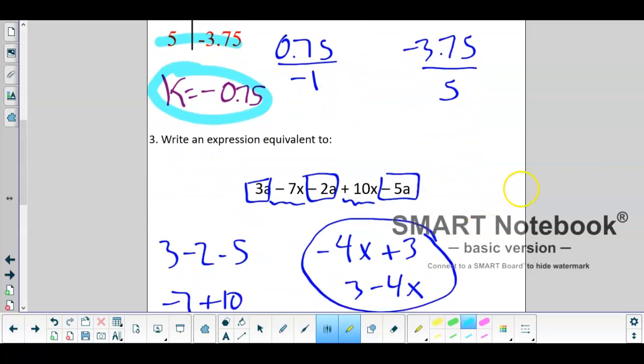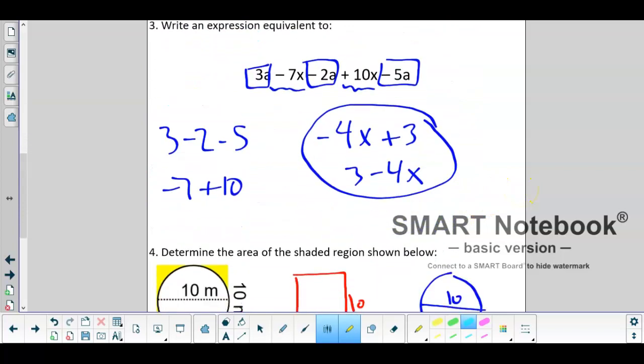Number three says write an expression equivalent to the following. So again, I was combining my x terms with my x terms and my constants with my constants. So I did 3 minus 2 minus 5 to get negative 4x, and then negative 7 plus 10 to get positive 3. You could have written it as negative 4x plus 3 or 3 minus 4x.